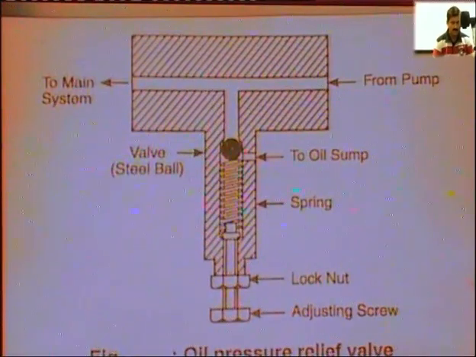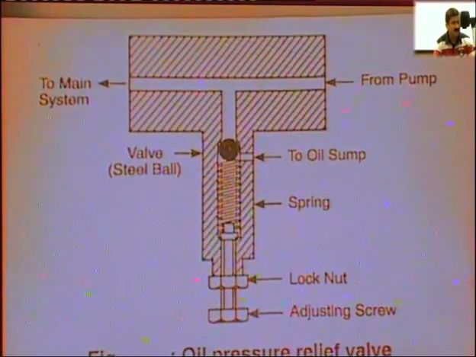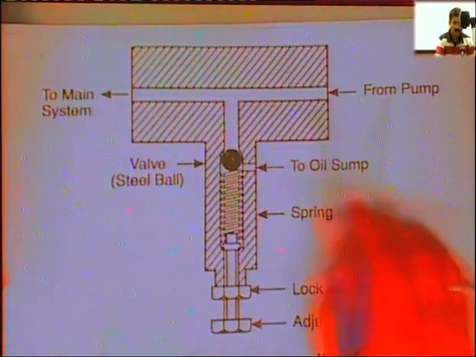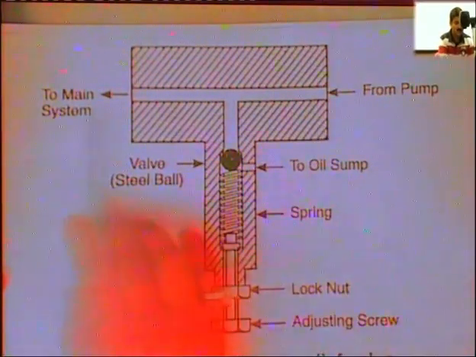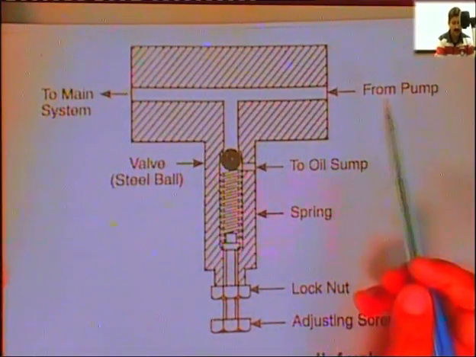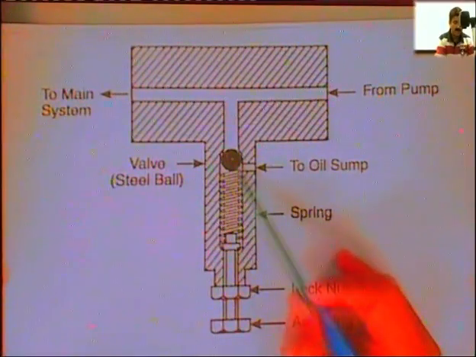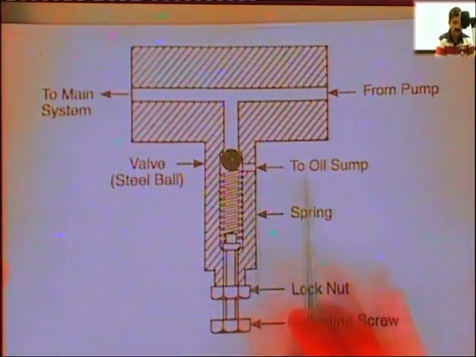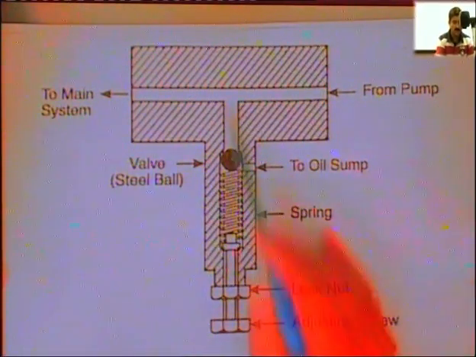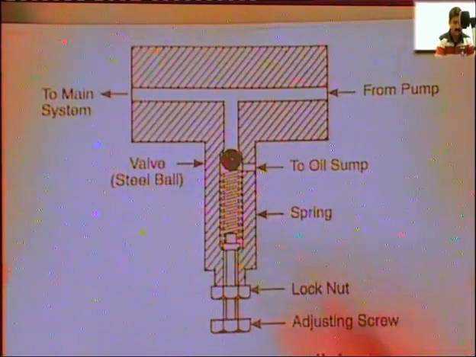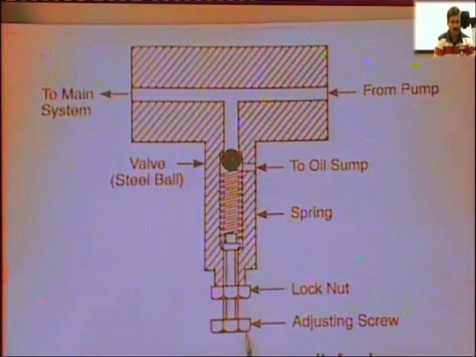Pressure relief valve, which we have seen earlier in different lubrication systems. The operation is, this oil comes from the pump and goes to the main system, and if there is any excess in the pressure of the lubricating oil, this spring loaded ball will fall down, and here is a small path where it is written to oil sump. The extra oil which is under high pressure will be drained back to the oil sump, and the tension of this spring can be adjusted by this lock nut and adjusting screw according to the requirement.